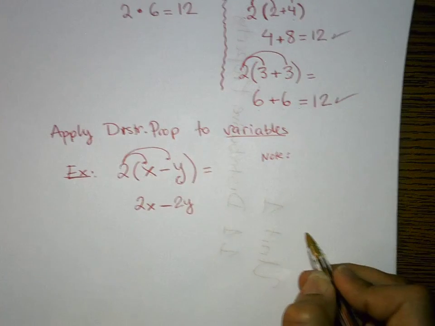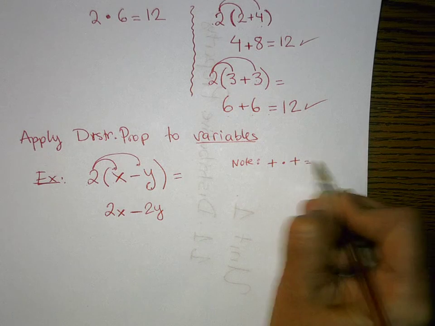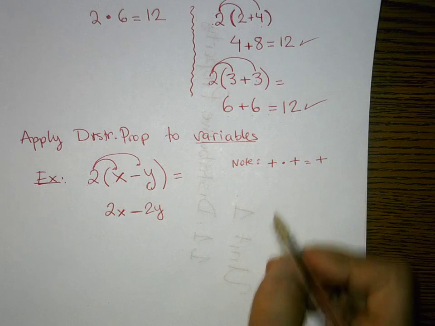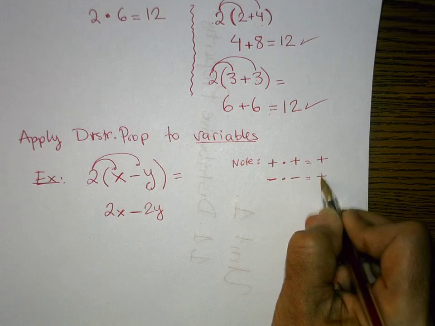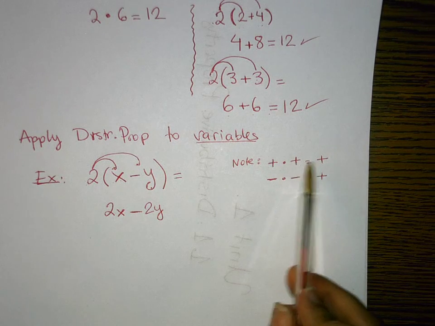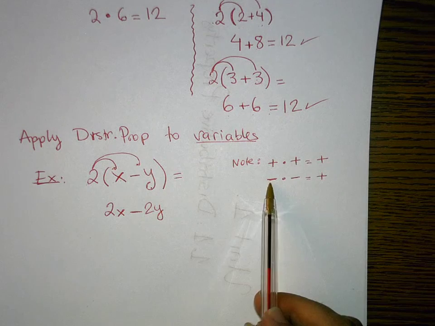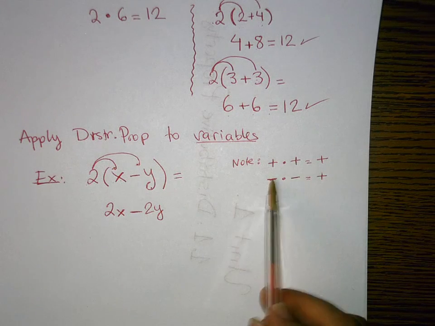Okay, so let's make a little tiny note here on the side so we don't forget. A positive times a positive equals a positive. A negative times a negative will also equal a positive. I like to remember: same times same is positive. Same times same, they're the same signs, so it stays positive because they're the same.